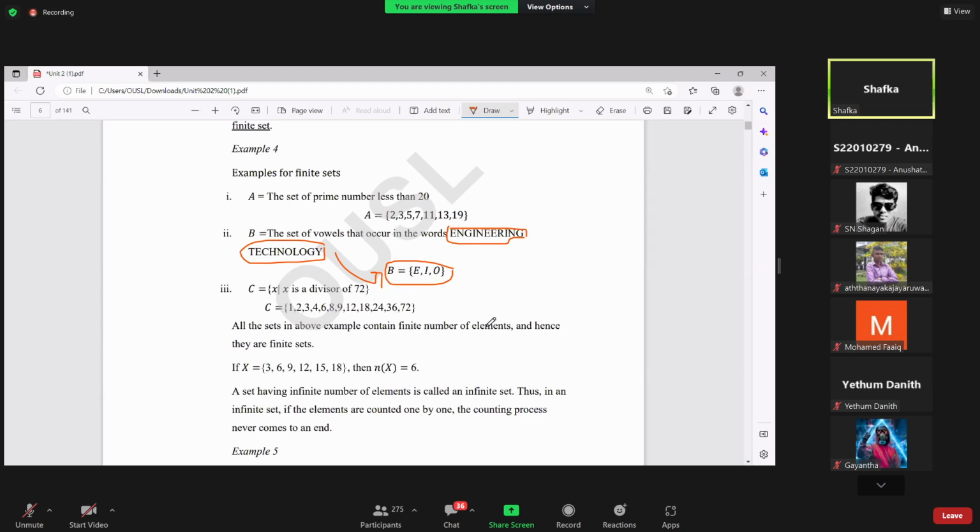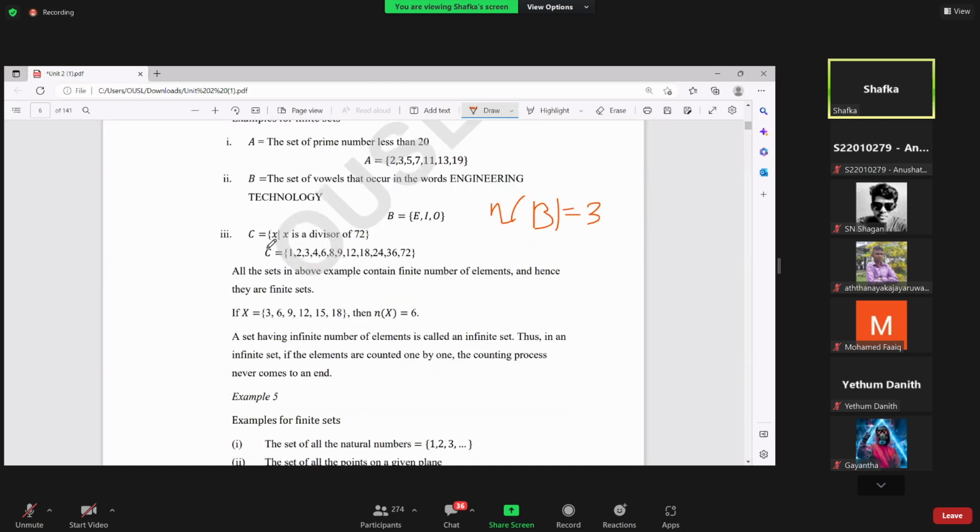And when you are considering the vowels, the E is repeating again and again, there are 4 E's. But when you are writing the set, you can't repeat the same element again and again. So this is correct. Okay? This is correct. You can't repeat the same element again and again. So when you are counting the number of elements, B equals 3. So this is also a finite set.